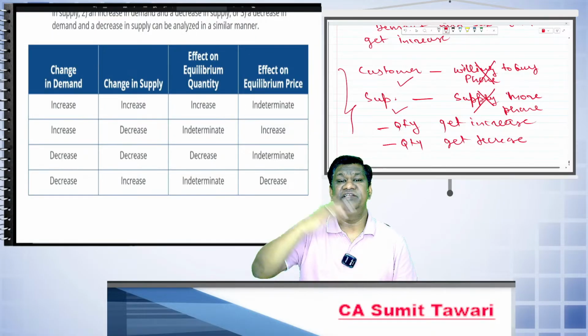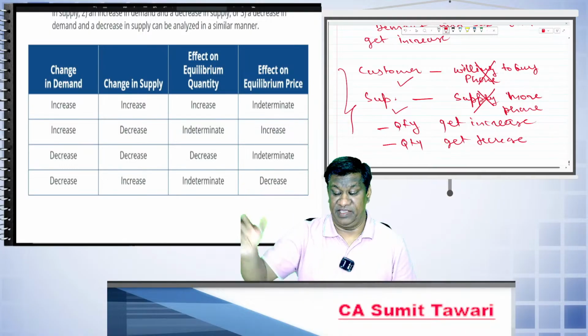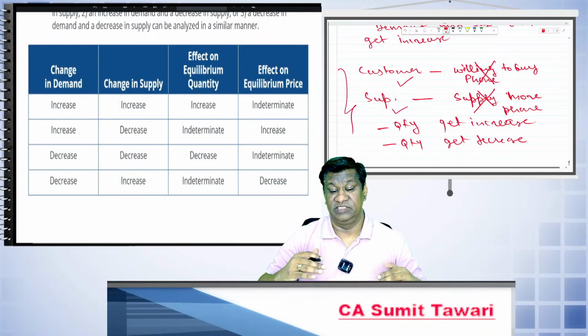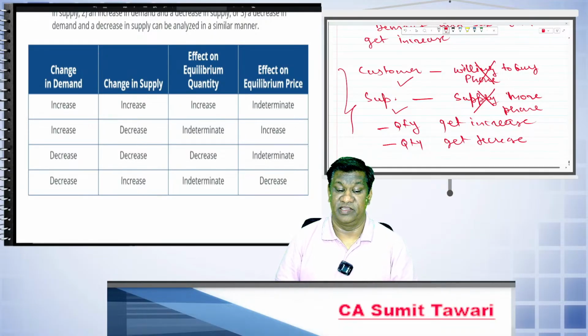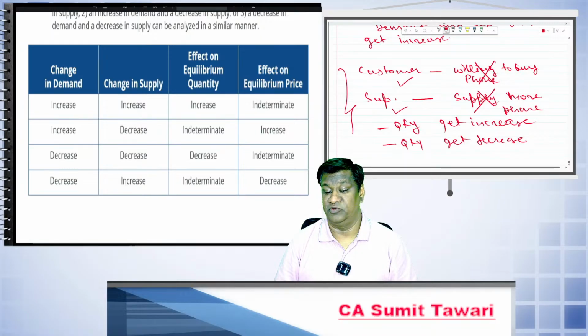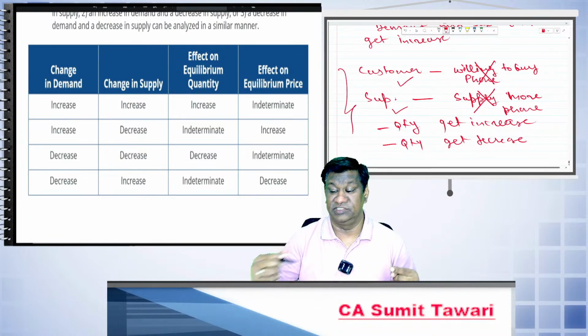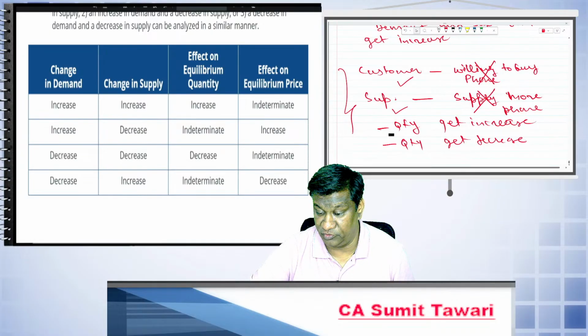But if the change in demand increases, the change in supply increases, that means definitely the equilibrium quantity gets increased. Change in demand decreases, change in supply decreases, that means the quantity gets decreased, that for sure. And the effect on equilibrium prices is indeterminate, that we cannot predict. And the same way, if there is an increase in demand but change in supply, this situation we already discussed.